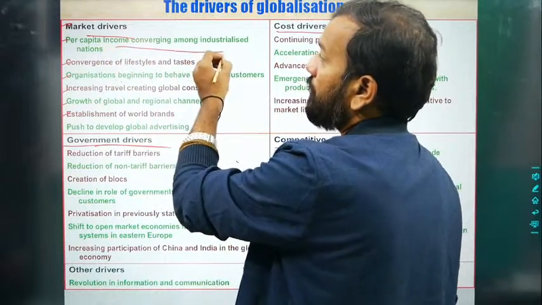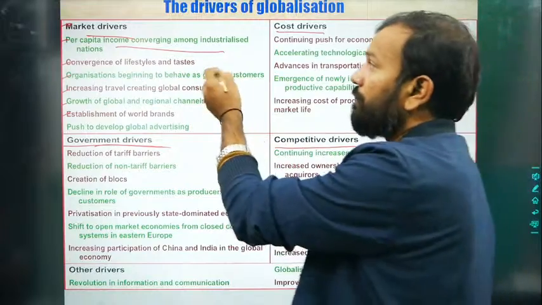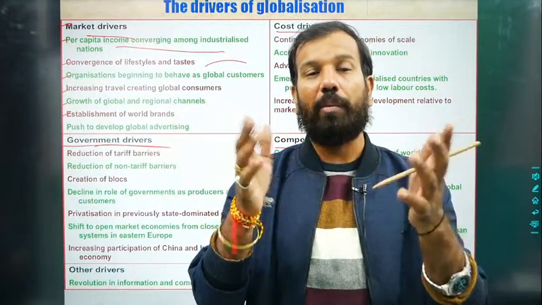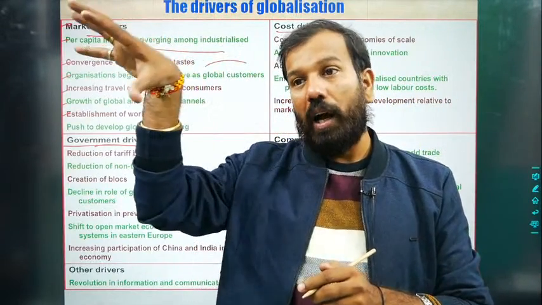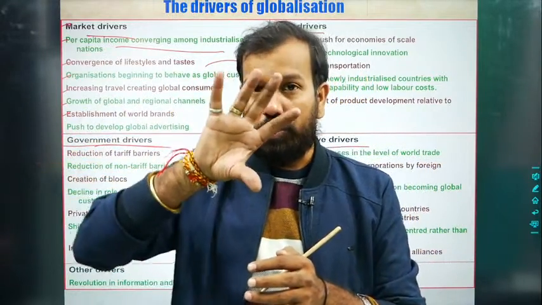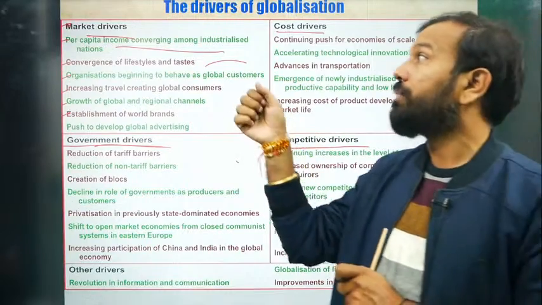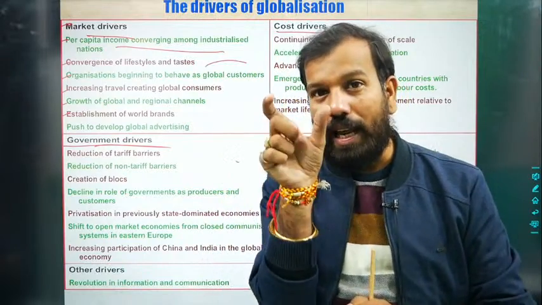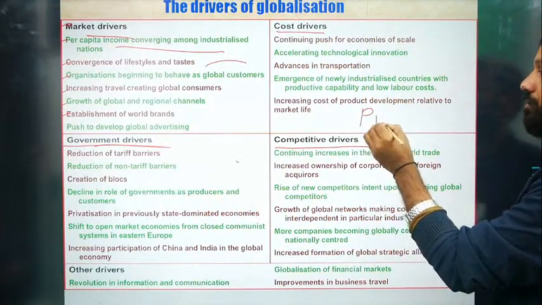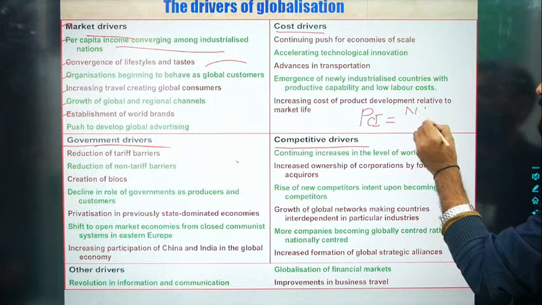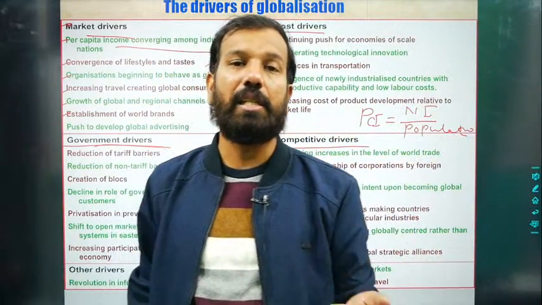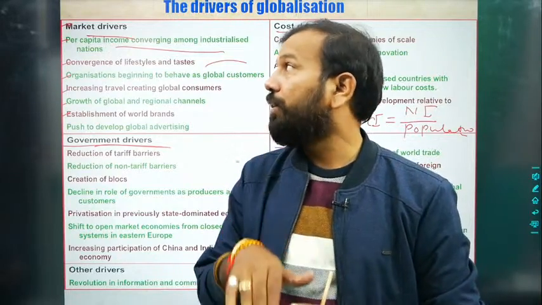We have per capita income converging among the industrialized nations. Suppose you are sitting in the US and your multinational corporation belongs to the US, and you want to enter a country where the per capita income is low. So whenever we are planning to enter a new market as an expansion of our business, we have to be careful about the per capita income. What is per capita income? The total national income of the country divided by the population is called per capita income, PCI. I will tell you more when we cover national income. So whenever we are planning to expand our businesses, we have to be careful about the per capita income.